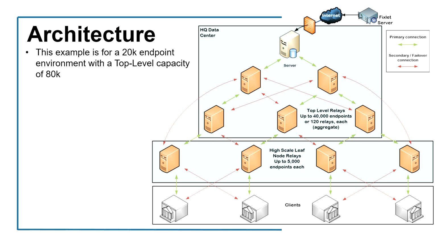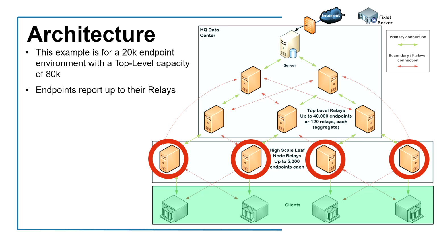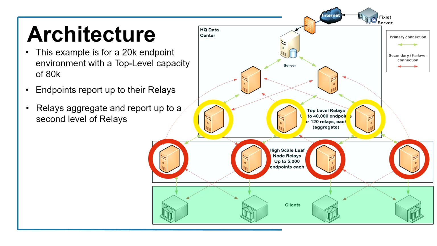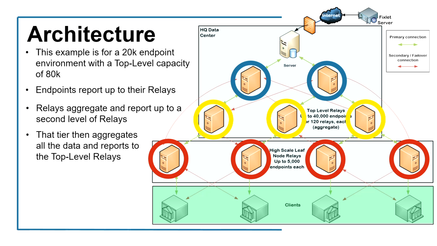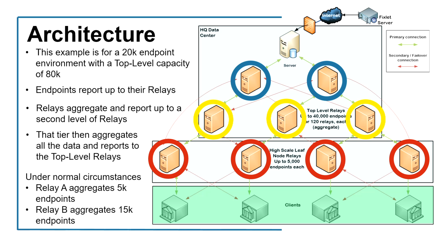This example is for a 20,000 endpoint environment with a maximum top-level capacity of 80,000 endpoints before a new top-level relay is required. The endpoints are reporting to their primary leaf node relays. Those are reporting to higher tier leaf node relays and ultimately to one of 2 top-level relays. The primary and secondary relay assignments means that one top-level relay aggregates data from 5,000 endpoints while the other aggregates data from 15,000 endpoints.